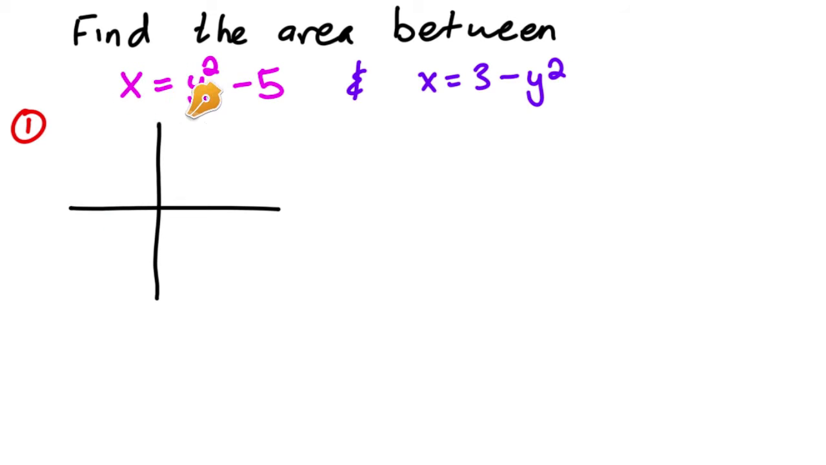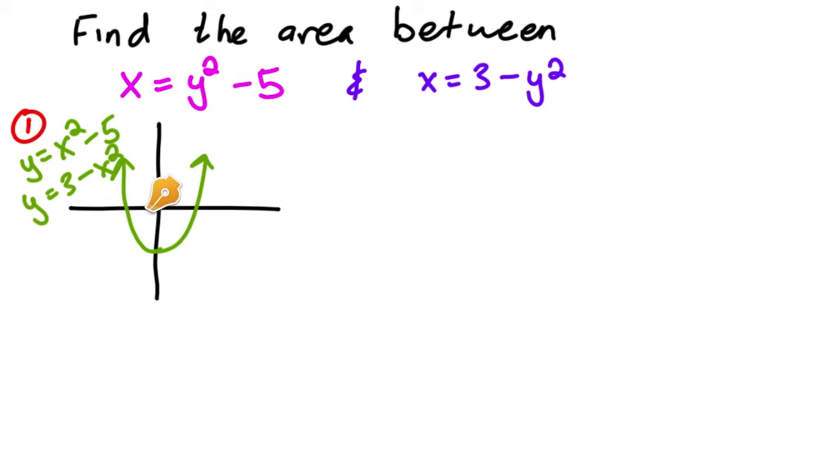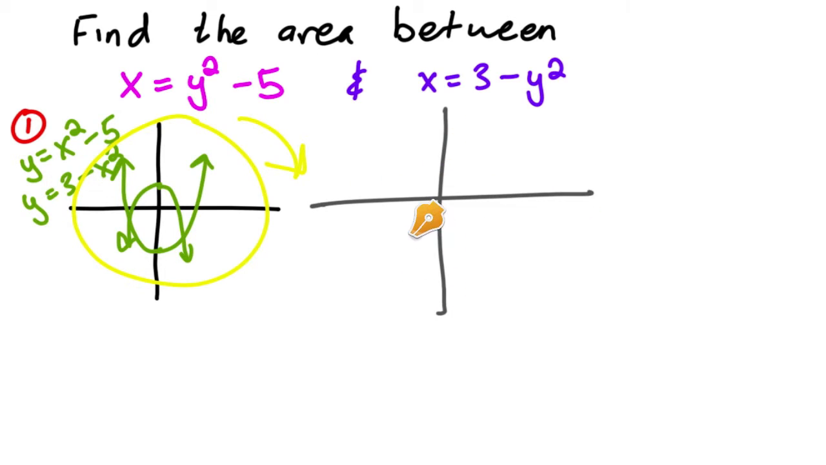Basically what you do is pretend like these variables are switched, and you're just graphing, for example, y equals x squared minus 5 and y equals 3 minus x squared. These you can graph, right? So x squared minus 5 looks like this. 3 minus x squared looks like that. And so to graph these, you just rotate the entire thing, the entire axis with the graphs, 90 degrees. And so then your graph looks like this, but just flipped over.